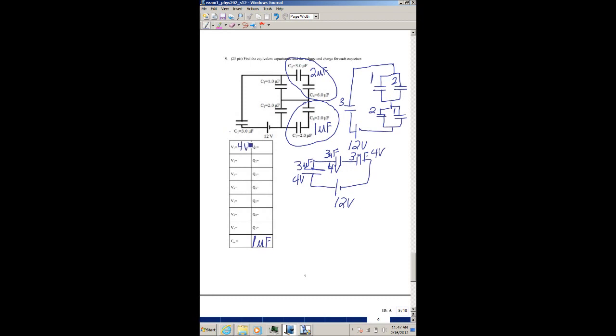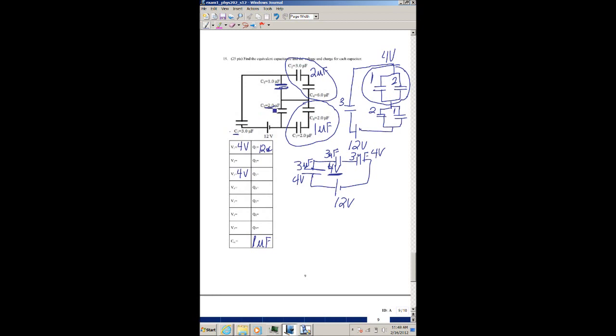So I can go and put in 4 volts for V1. Right? And then also, since I know that C1 is 3 microfarads, I can just say 4 times 3. So this is 12 microcoulombs. Now, I also know that if this one has 4 volts, then this capacitor, C3, also has 4 volts, because I have this parallel branch. It's going to have 4 volts across it because they're in parallel, and so C3 is also going to be 4 volts.